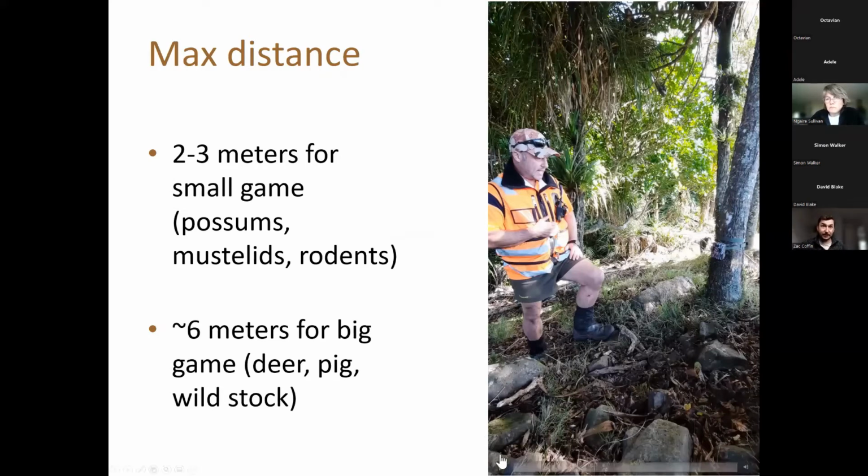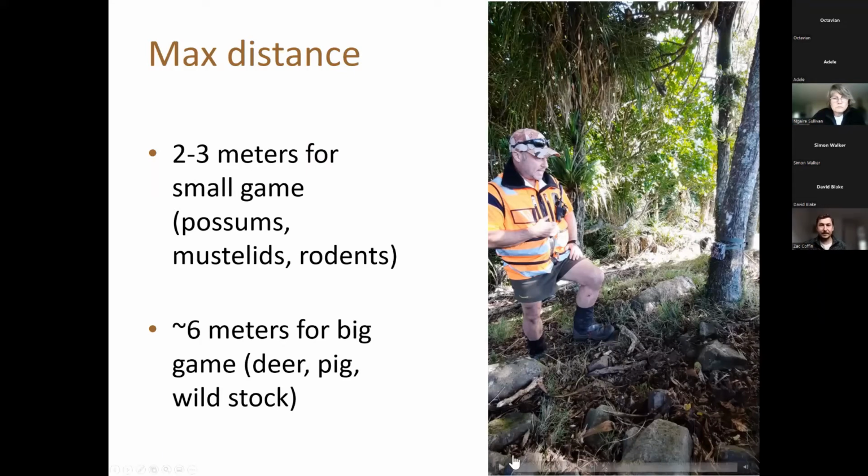Speaking of distance, the max distance you want your camera to be from your focal feature or lure is where your animal will be in your scope of capture. Now, those are lingo words that I'll explain in the next slides. So basically, you want 2 to 3 meters for small game, possums, mussels, and rodents, and around 6 meters for your large game, your deer, stock, pig.